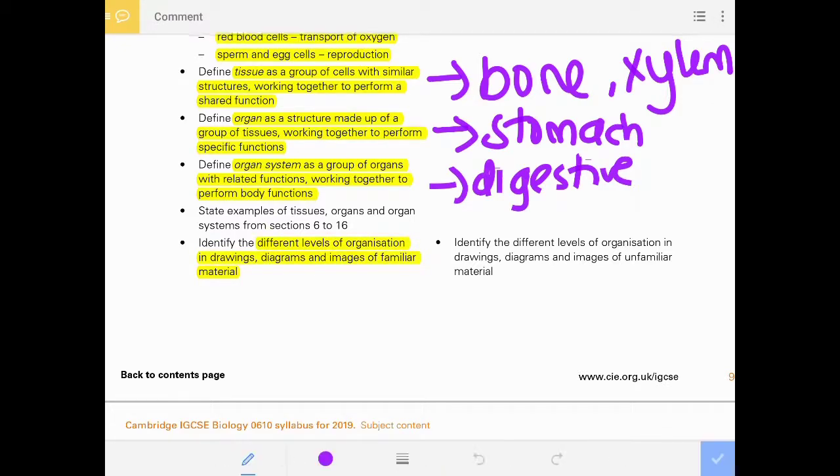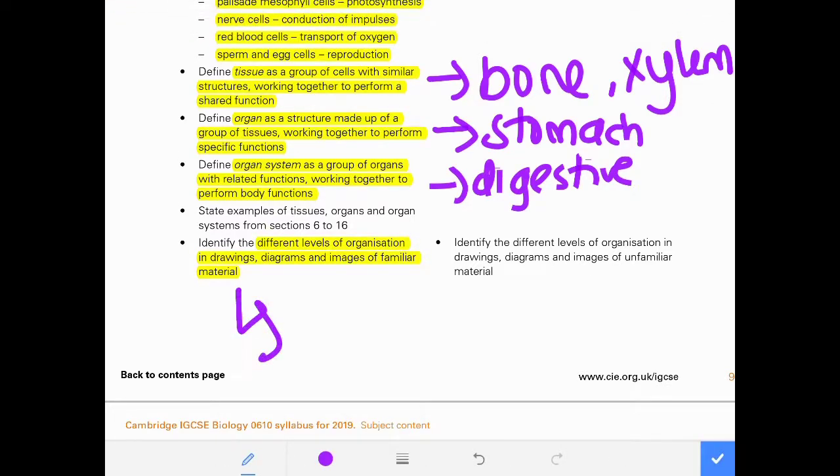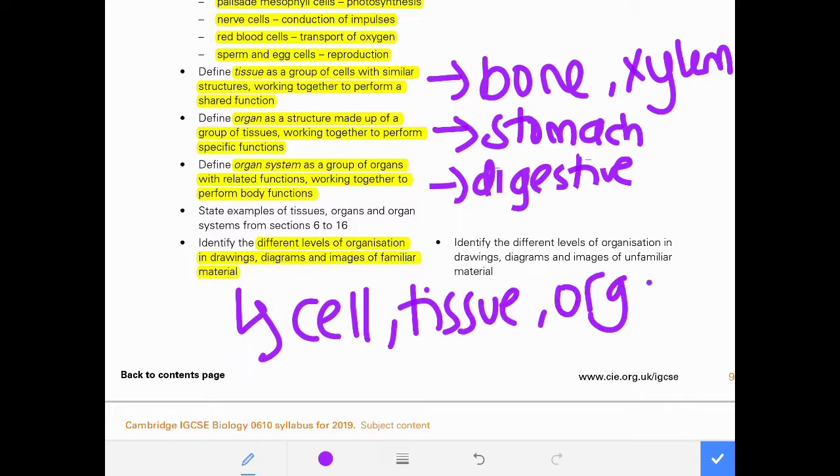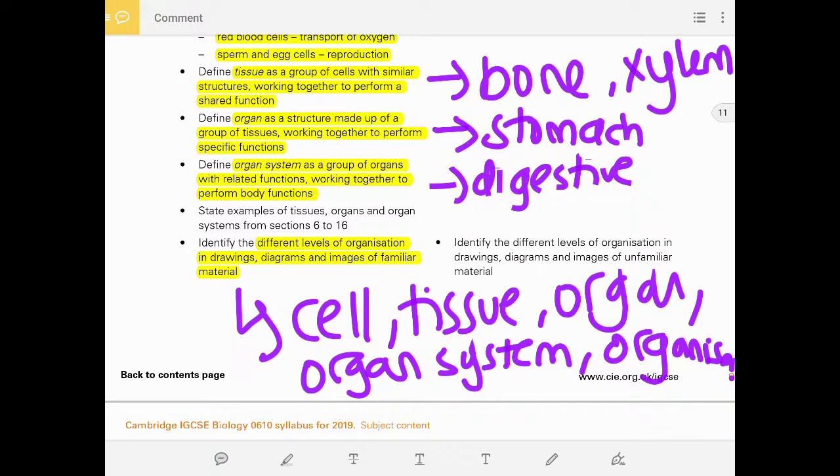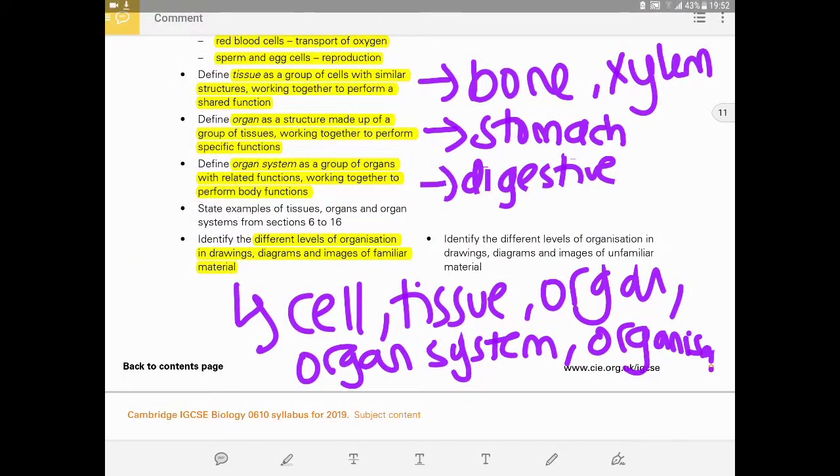Now, different levels of organization in drawings, diagrams, and images. The different levels of organization are cell, then tissue, then organ, then organ system, then organism. Okay, and done.